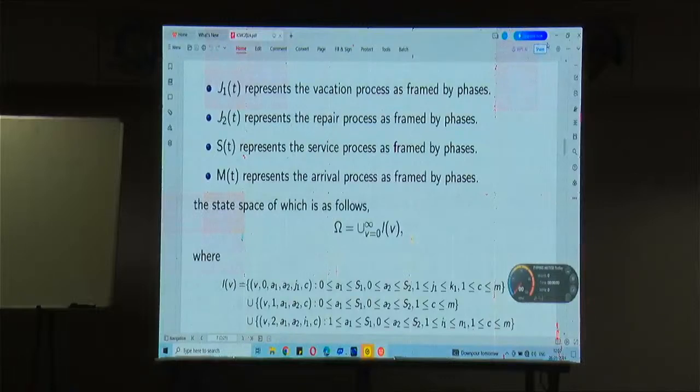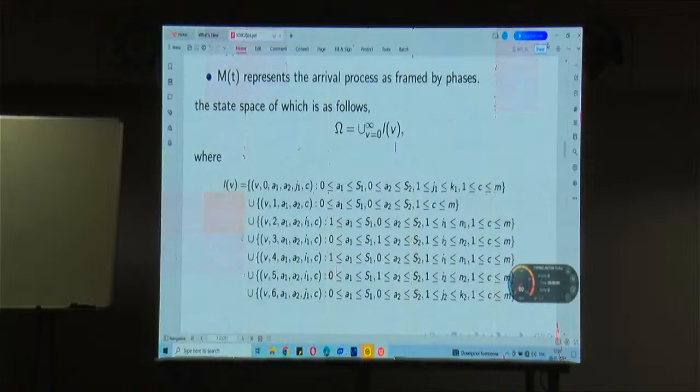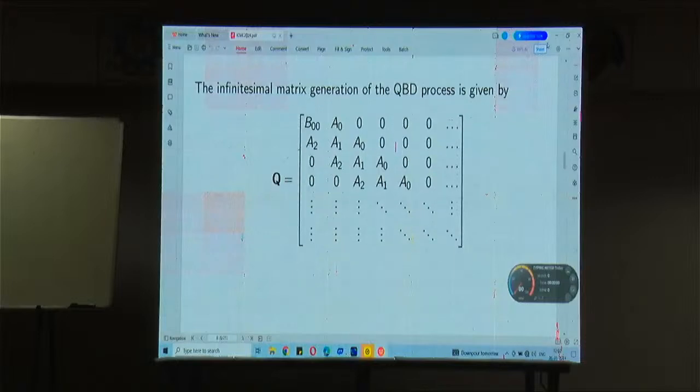J1(t) represents the vacation phase, J2(t) is the repair phase, S(t) is the service phase, and M(t) is the arrival phase. The state space of the model is given by l(v), where l is the number of customers in the orbit. The infinite matrix generator of the QBD process is given, where on the main diagonals B0 and A1 represent the no arrival, no service completion matrices, A0 represents the arrival matrices, and A2 is the service completion matrices.